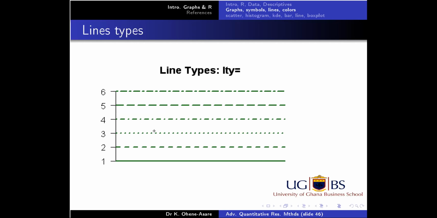And so these are some of the line types. You can see there are several of them. You see all of this in textbooks. Some of them are dot, dot, dot, dot, dot, and so many things.